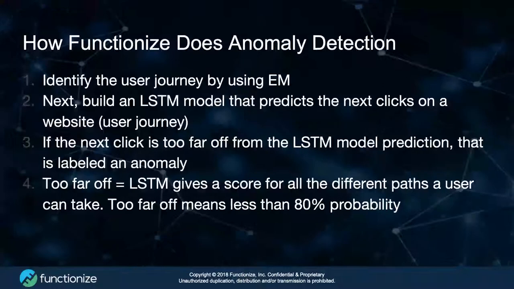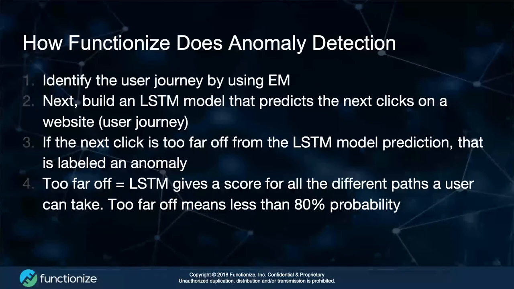So how we identify anomalies is we use the user journeys found by the expectation maximization clustering algorithm. Next, we build LSTM models to predict the next action that a user would perform in that user journey. If the next click or the next action is too far off from what the LSTM model predicts, that would be identified as an anomaly, okay? And if there are too many anomalies in the system, that would trigger a failure, so that canary test would then fail.